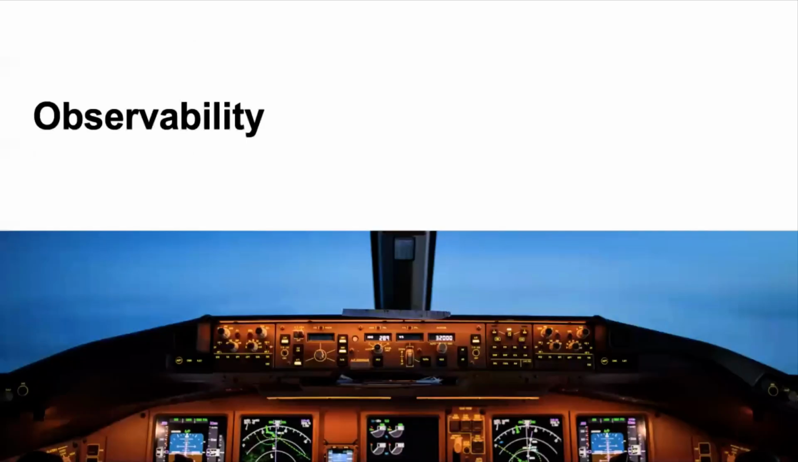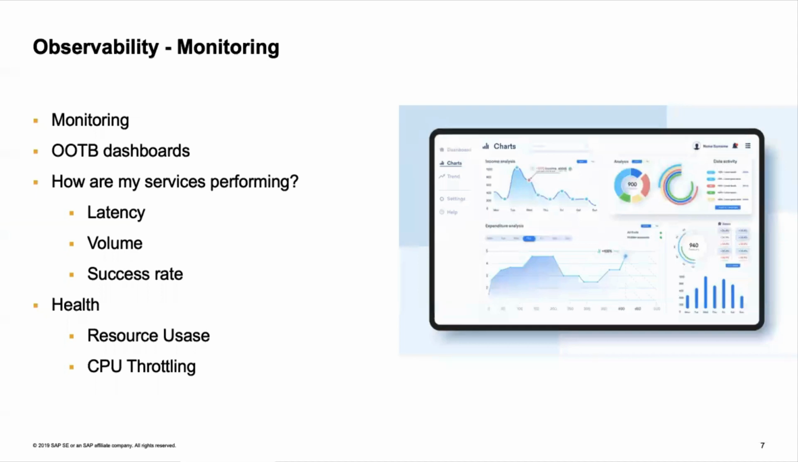Okay. So let's now look at some of the components of observability that can help you ensure that your applications are up and running, and you are aware of the state of your Kyma cluster. In observability, we'll talk about monitoring first. There are a lot of out-of-the-box dashboards that can help you keep an eye on your Kyma cluster, and at the same time troubleshoot, fix or understand various problems.